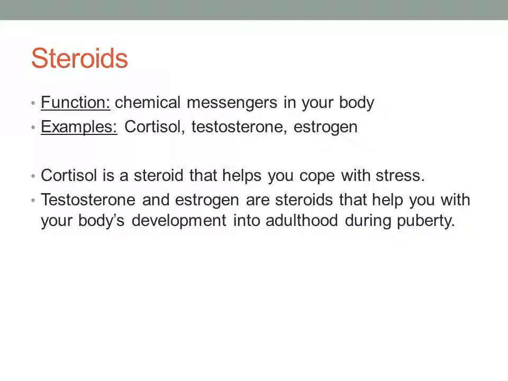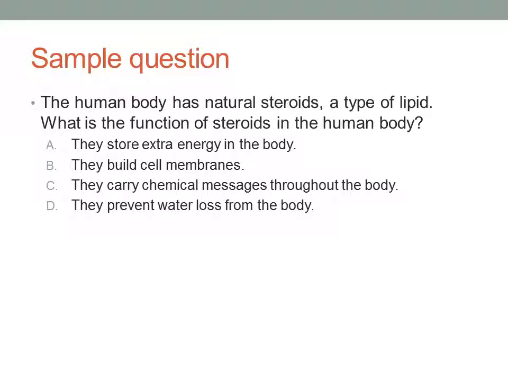Testosterone and estrogen are both steroids, and you might know them as sex steroids, and they help you with your body's development into adulthood during puberty. So for example, testosterone and estrogen are heavily released during puberty, and they send messages to allow your body to actually make all the changes that are necessary during that time. So again, the big idea is steroids are chemical messengers in your body.